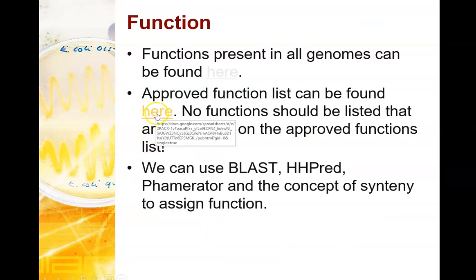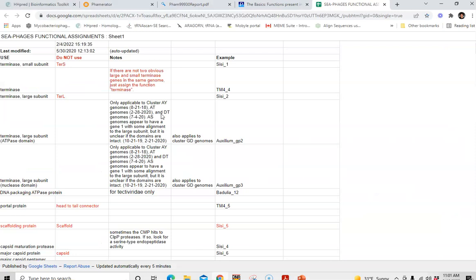The other thing is, and this is really, really important, this is the approved function list. So I'm going to click here. That's also from the C phages guide. And we should also note the last time that the functional assignments were updated. Here it's actually kind of recent, February 4th, 2022. If we look at this left-hand column, we will be told these are the functions that we can use. These are some old function names that we should not use, and there will be some notes that will help us out in our assignment.